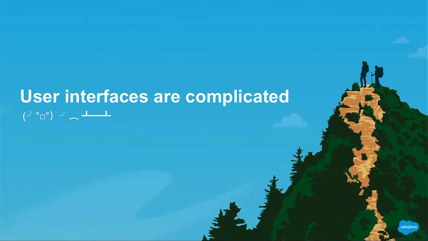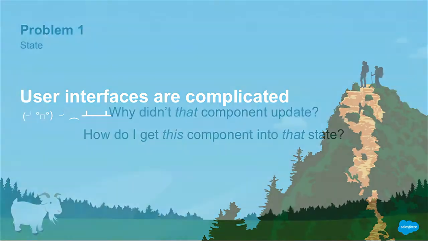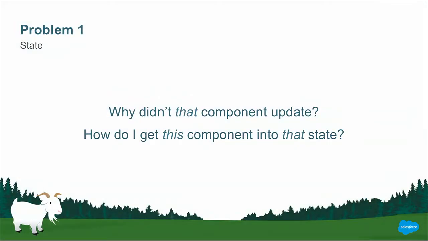So today we're going to talk about a few problem areas that might be popping up in your components. And then look at some solutions and see how we can maybe make those a little easier. So we're just going to jump right in. We have three problems we're going to talk about today. The first one revolves around what we call state. And you might be asking questions like, why didn't that component update? Or how do I get this component into that state?